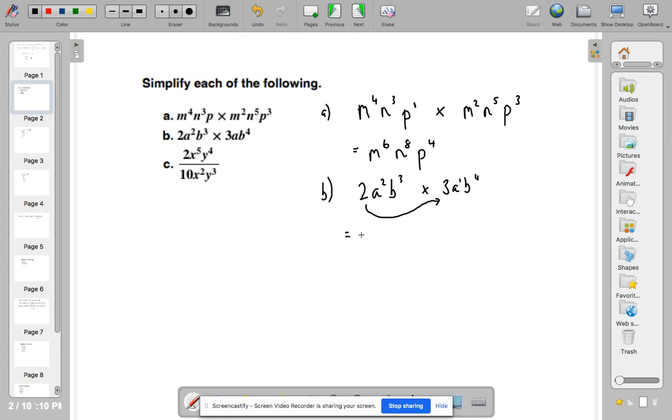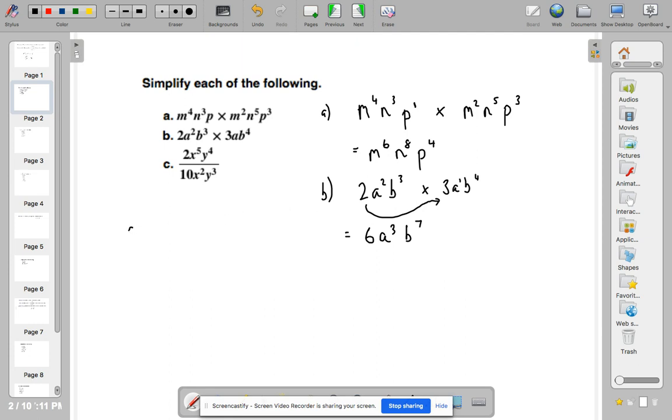And numbers behave like numbers in these questions. So we don't add them, which is a common mistake people make. We actually multiply 2 by 3, so we get 6. Then we use our index laws to get the a and b terms. So a squared times a to the power of 1, 2 plus 1 is 3. B to the power of 3 times b to the power of 4 is b to the power of 7. So the answer would be 6a cubed b to the power of 7.